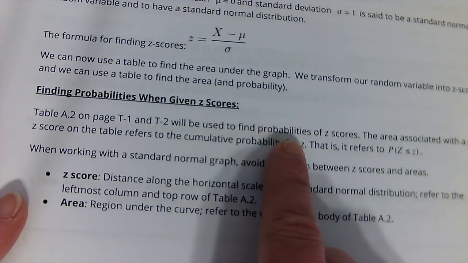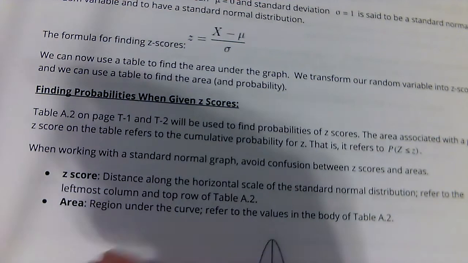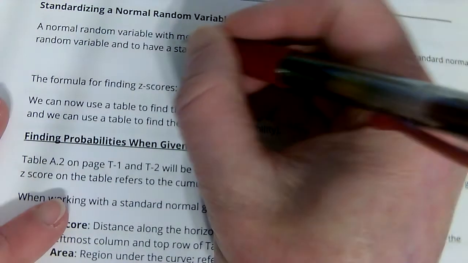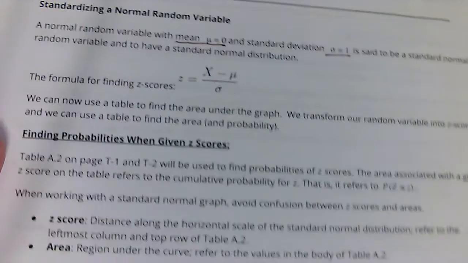So we can use the table to find probabilities of z-scores. So the table only shows the probability of z-scores. And z-scores, again, mean that we have a mean of 0 and a standard deviation of 1. It's a perfect world.